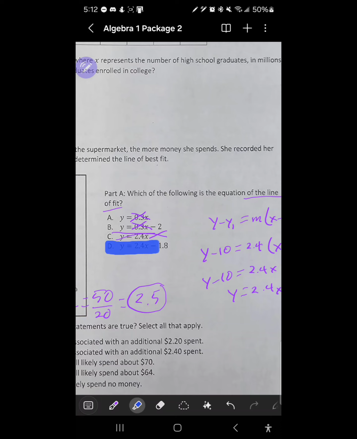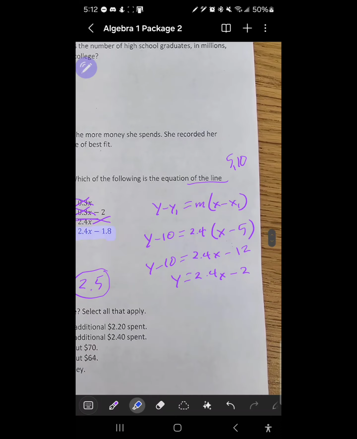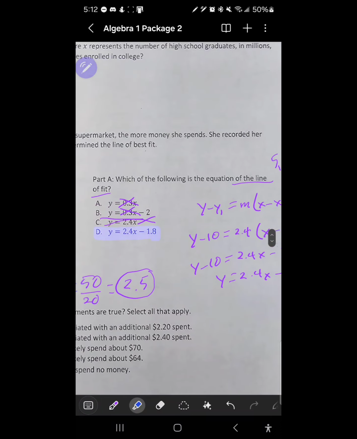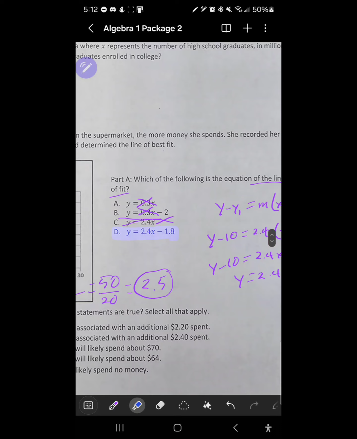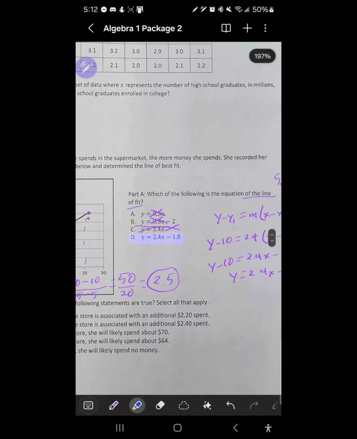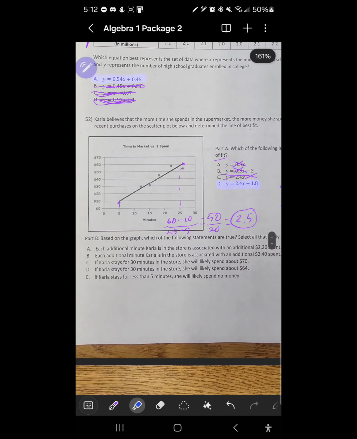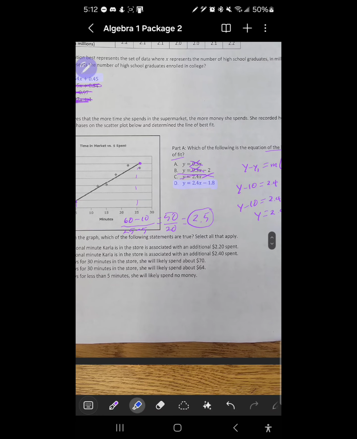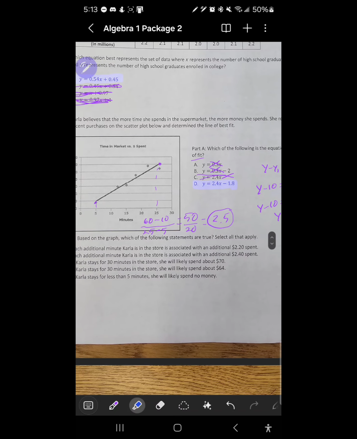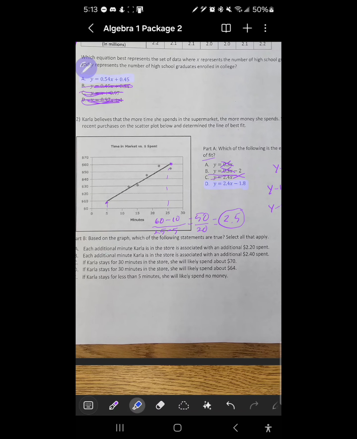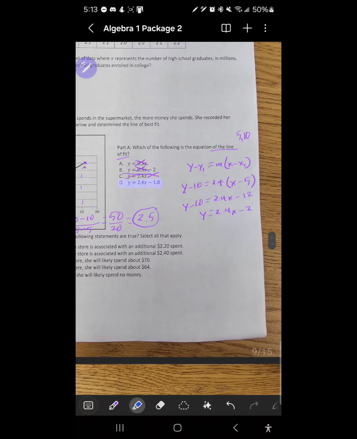Since the difference is really low, negative 1.8 and negative 2 are really close to each other, we can be pretty sure that that is not our answer. Now, for B, based on the graph, which of the following statements are true? Select all that apply. Okay, each additional minute Carla is in the store is associated with an additional 2.2 spent.